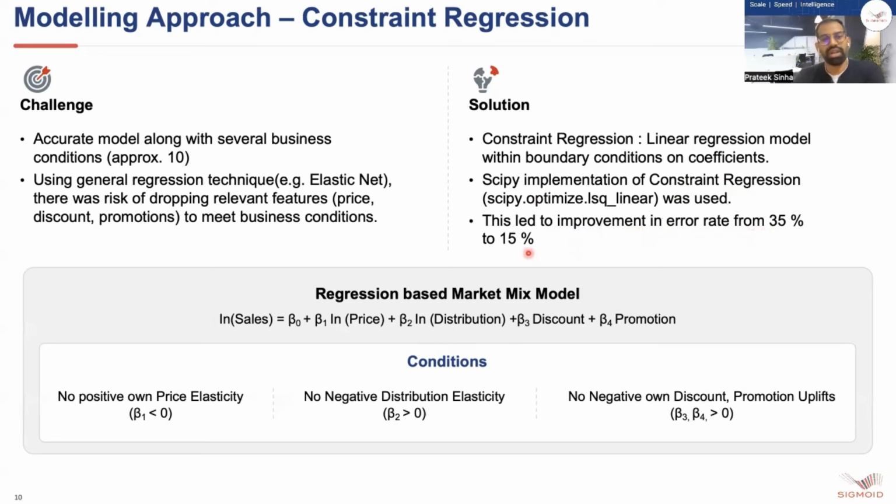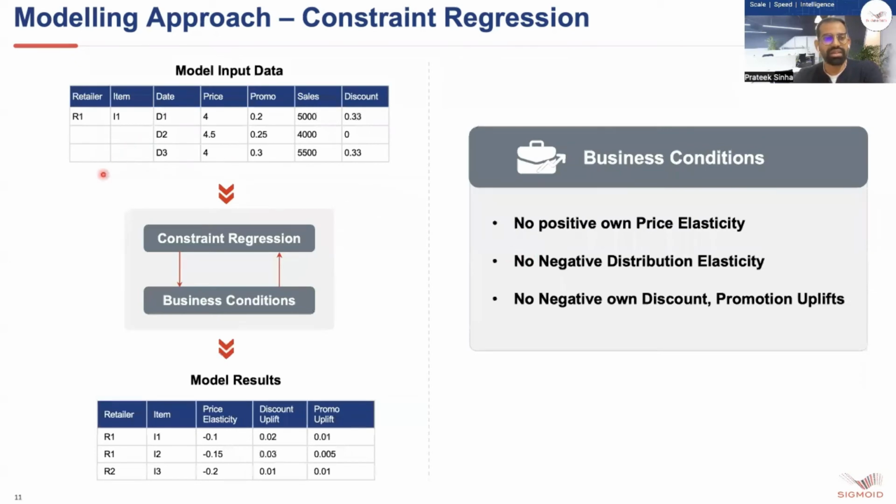So now we have discussed the modeling approach. Let us look at, in terms of data, how the model input data looks and how the results are created. So you can see the model input data. It is basically all the model features which go into the model. So important features were price, promotion, sales, discount at the level of retailer and item for the past 2 years. These are the weekends. And this goes into the modeling module and gives model results, which is basically the price elasticity, discount uplift, promotion uplift for each retailer item combination.